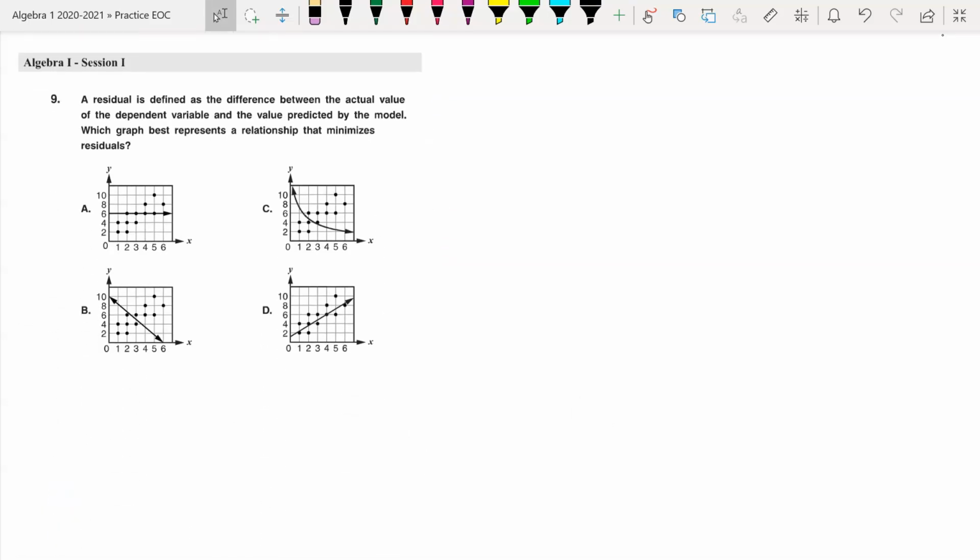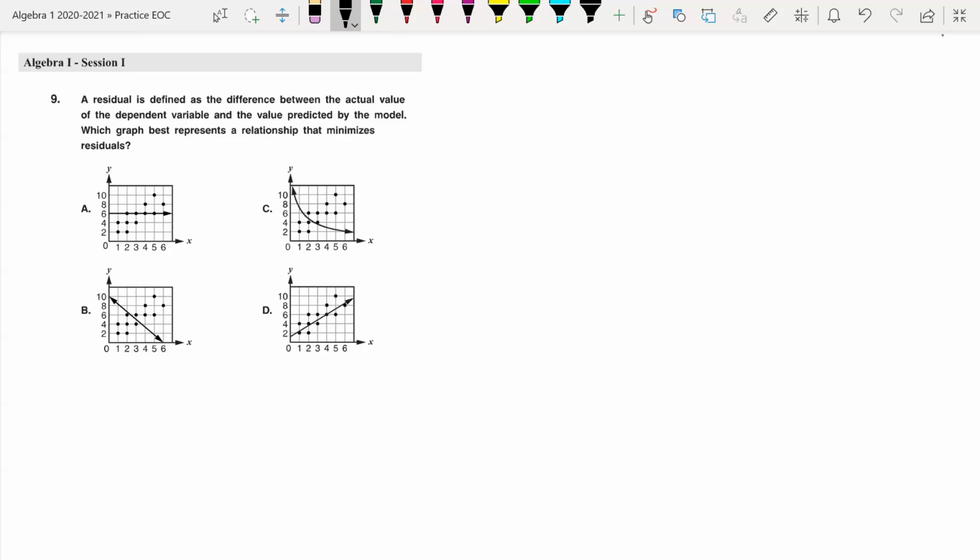Number 9, it says the residual is defined as the difference between the actual value of the dependent variable and the value predicted by the model. Which graph best represents the relationship that minimizes residuals? So if I want to minimize it, that means I want it to accurately represent the data that is there. So I really want it to represent those dots as best as possible.